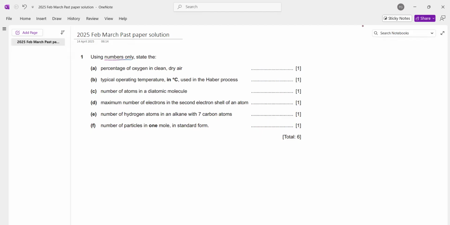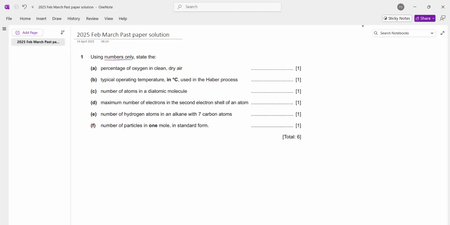Hello everyone. Today we will be solving question 1 of paper 4-2, February-March 2025. Let's have a look. The first question asks us to use only numbers to answer the questions. In the first part, they are asking the percentage of oxygen in clean dry air.